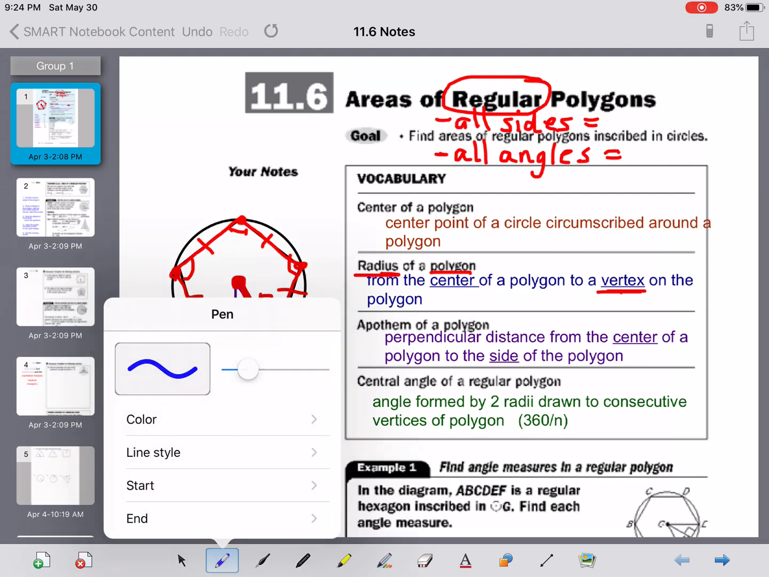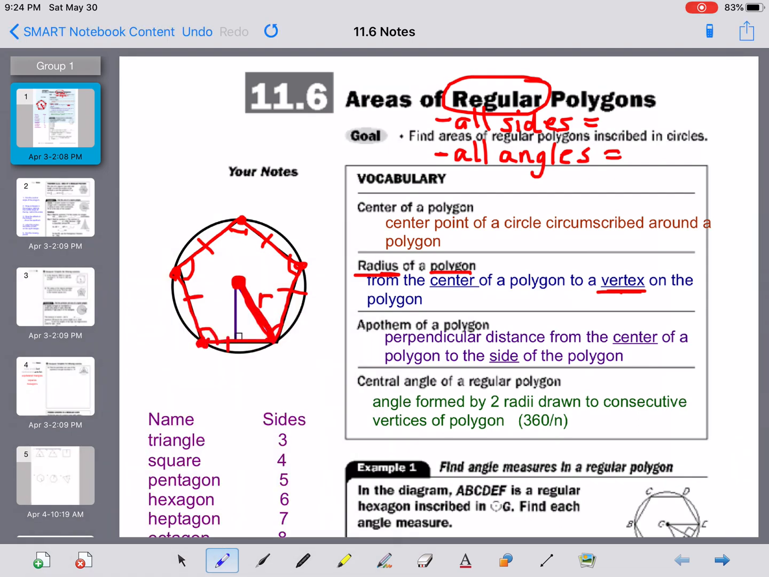Let you copy that definition down for a minute. The perpendicular distance from the center of a polygon to the side of the polygon. And we know from way back in chapter 3 that if we go from a point to a line, the shortest distance is always perpendicular. So this is the shortest distance from the center to the edge of the polygon. Okay? And it's a perpendicular distance from the center to the side.